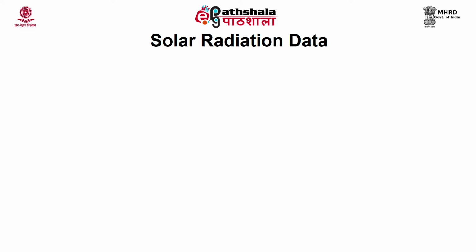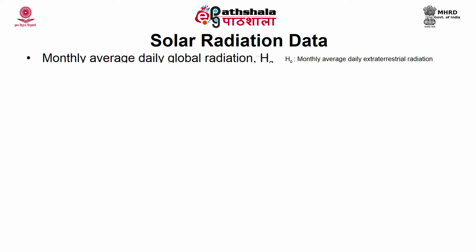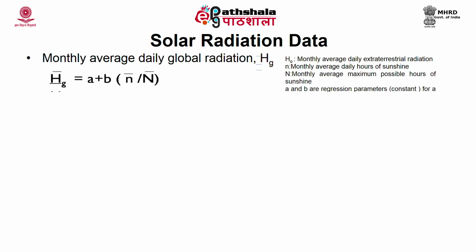Let's do the monthly average daily global radiation on horizontal surface estimation. This is determined from the monthly average daily extraterrestrial radiation, that is H0 bar on horizontal surface, the monthly average daily hours of bright sunshine, that is n bar, and the monthly average of maximum possible daily hours of sunshine, that is capital N bar. So, here Hg bar is the global radiation. Hg bar by H0 bar, that is on horizontal surface extraterrestrial radiation, is equal to a plus b multiplied by n bar by capital N bar, where a and b are regression parameters. Normally it is constant for a particular location. So, this is the monthly average daily global radiation on the horizontal surface.